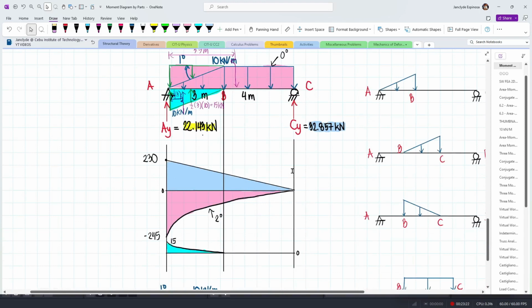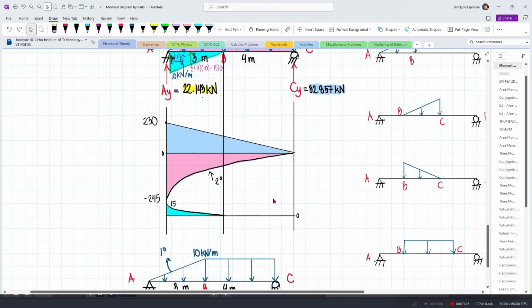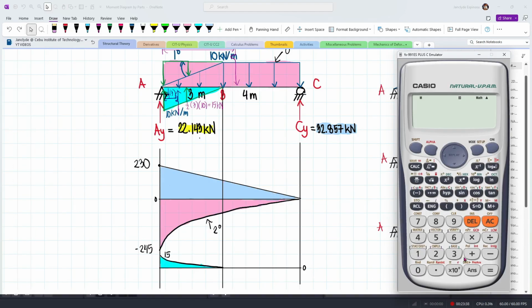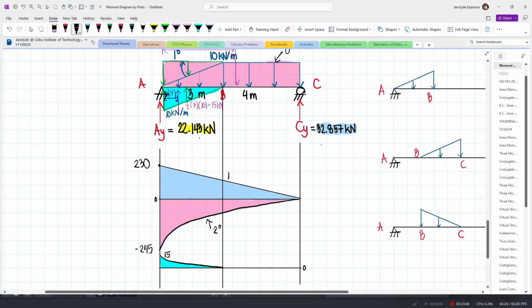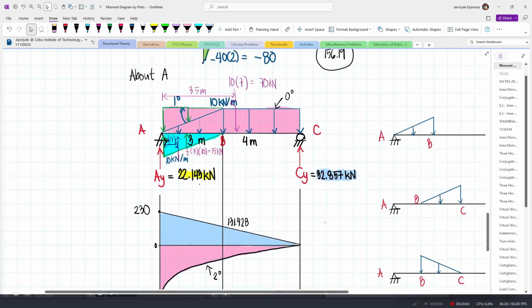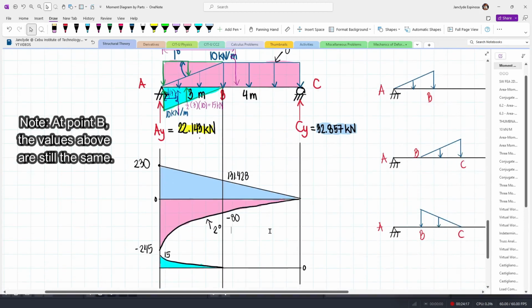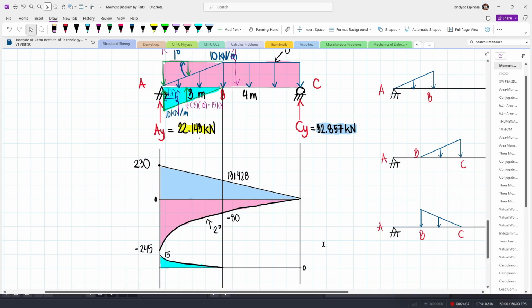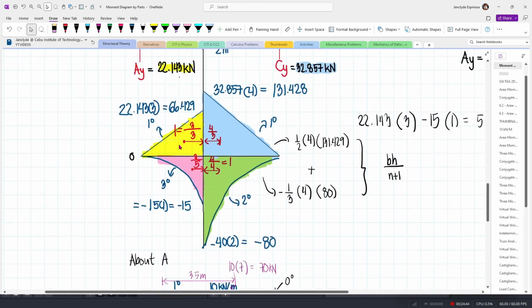And so dito naman, if you are to add this area and this area, it should amount to this value. Now this height is equal to 32.857 multiplied by 4. So this is 131.428, while this is also 80, minus 80. So diba, these are just the same areas. Kasi this is the same with this moment diagram by part. And so a better way to verify these two is to find the area dito sa left side.